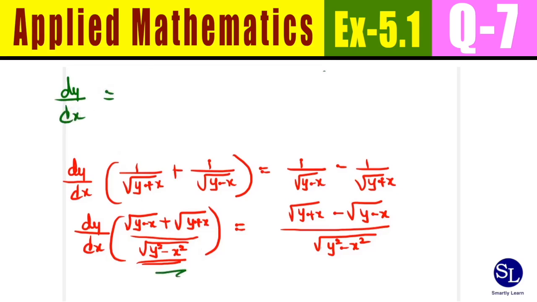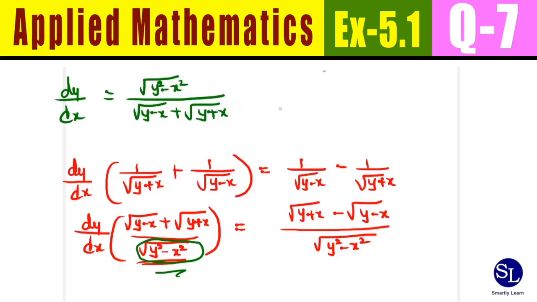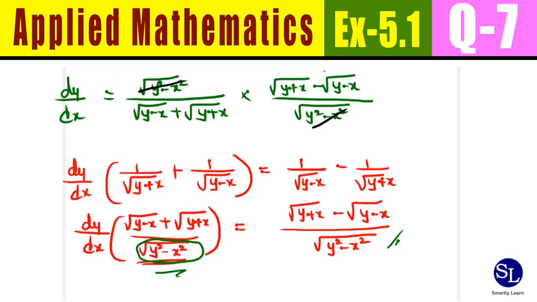This whole expression, if I take it to the other side, this becomes the numerator and this expression becomes the denominator. When I write it in the numerator, let's see how it is done. This is root of y square minus x square divided by root of y minus x plus root of y plus x. This is what I have taken from the left side into whatever is there already in the right side, which is root of y plus x minus root of y minus x divided by root of y square minus x squared. So I'm going to cut off this particular numerator and denominator term.